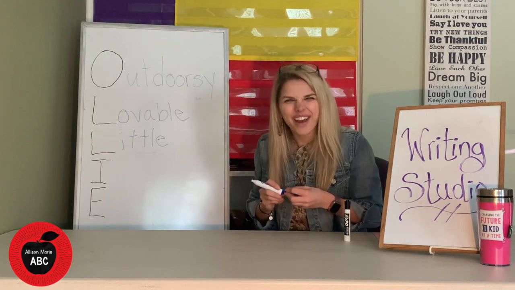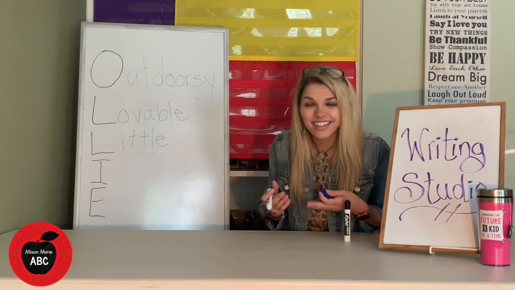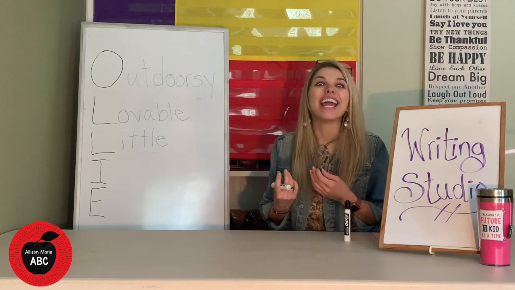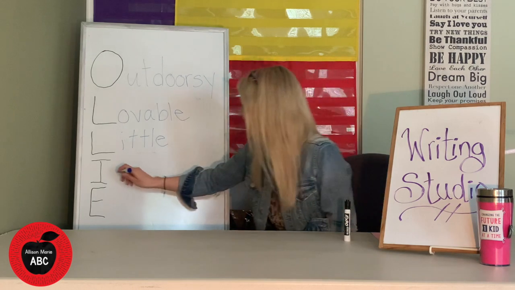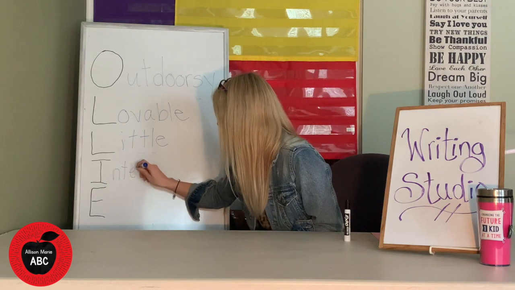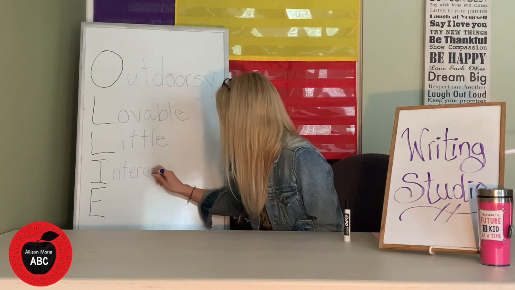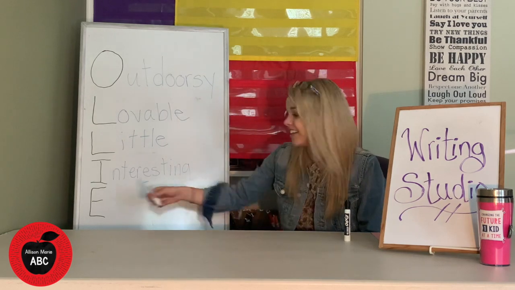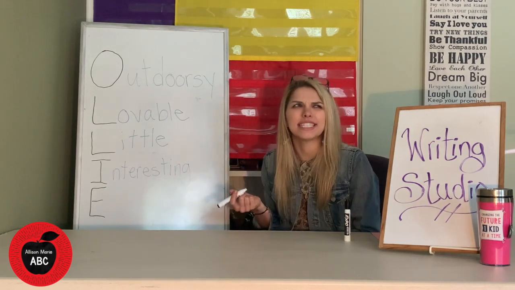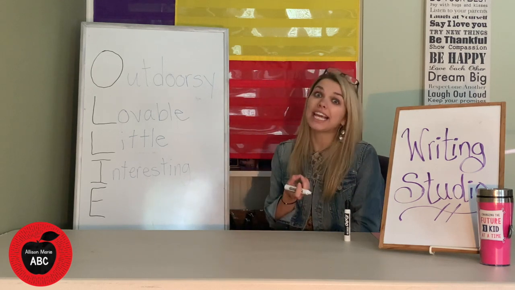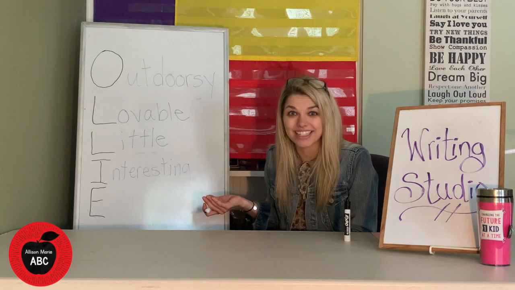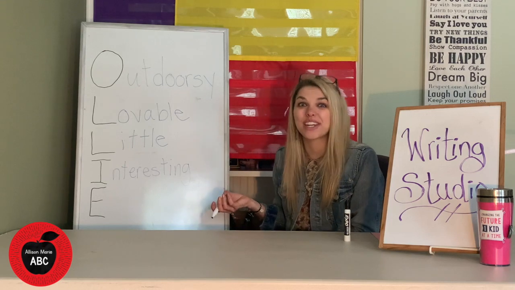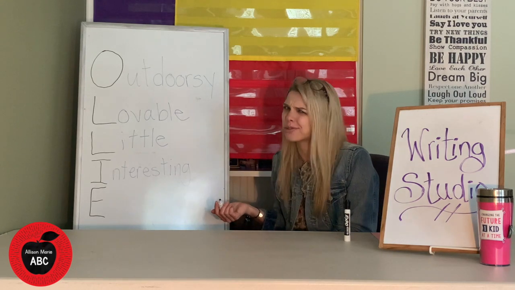Excellent. What about I? Can you help me brainstorm again? What do you got for me? Interesting. I love that word. Okay, last letter, E. Let's think of a word that starts with the letter E that would describe who Ollie is. Yeah, excitable. He does get so excited in all of those videos that I show you. What a great word. You guys are great brainstormers.